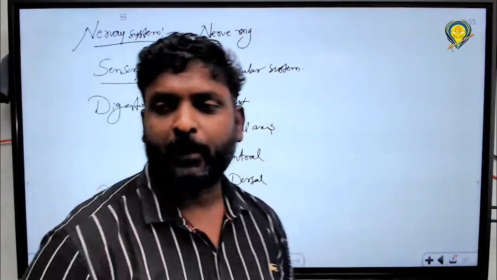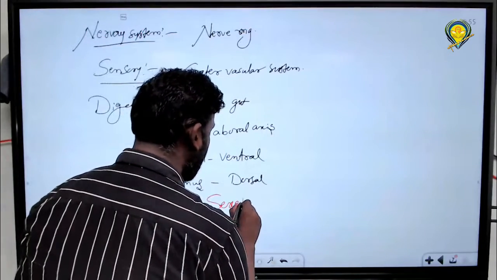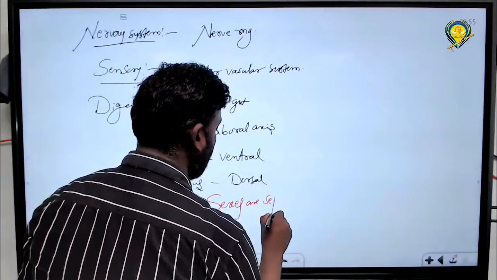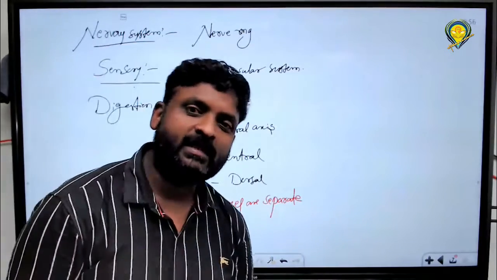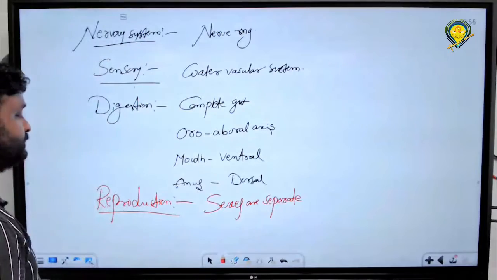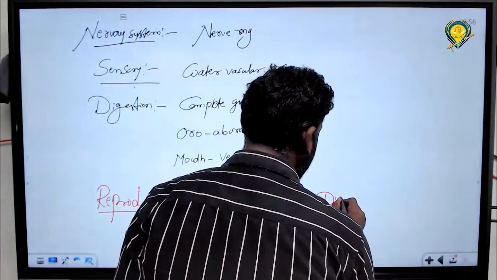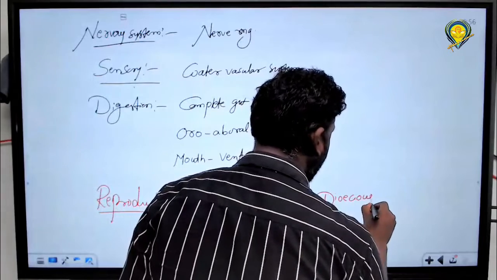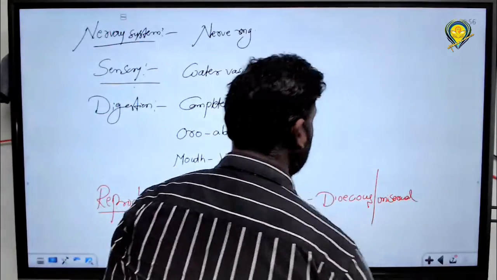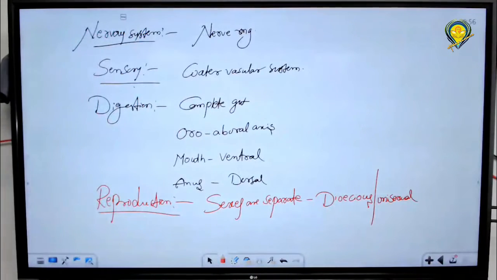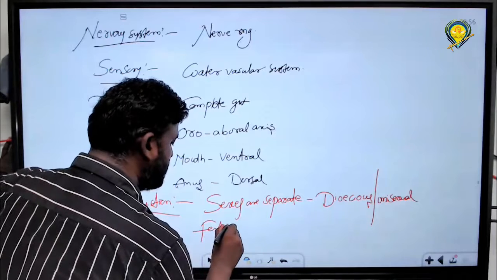Tell me all of you, in reproduction, are sexes separate or not? Definitely, sexes are separate. Very good. And next one. So we have to call them dioecious, right? Unisexual. Right. Next one, definitely sexual reproduction, and the fertilization takes place through what?